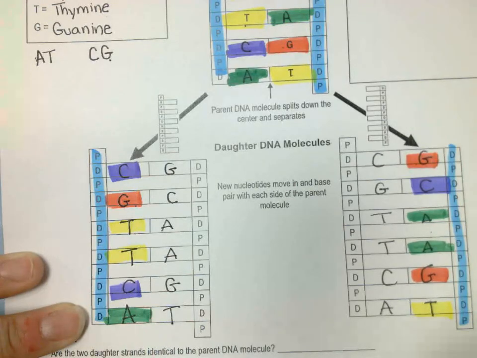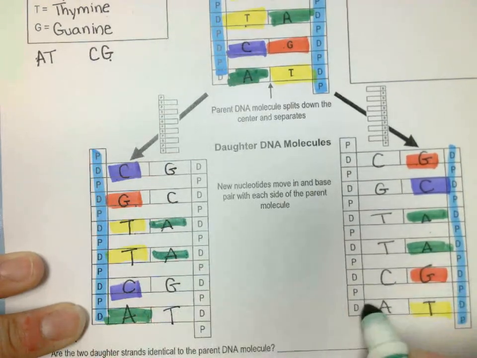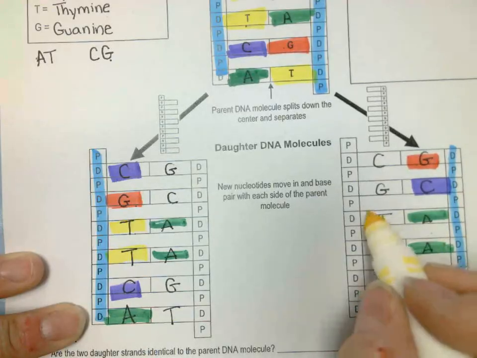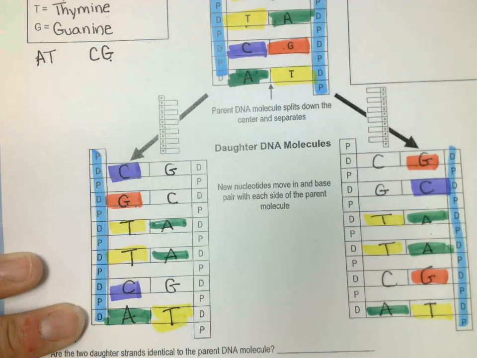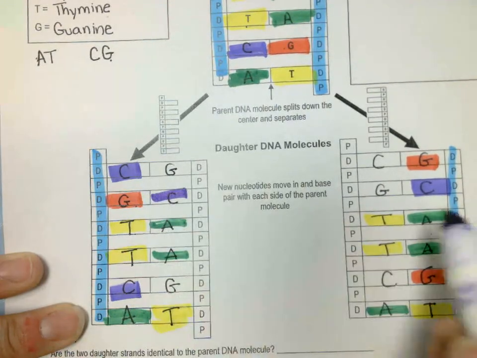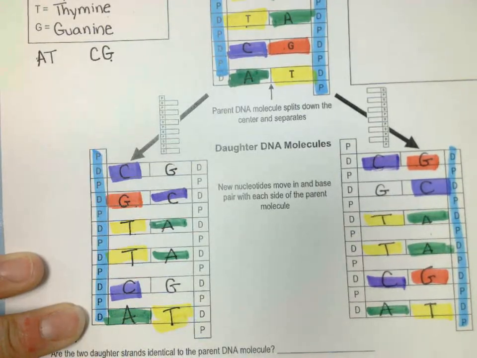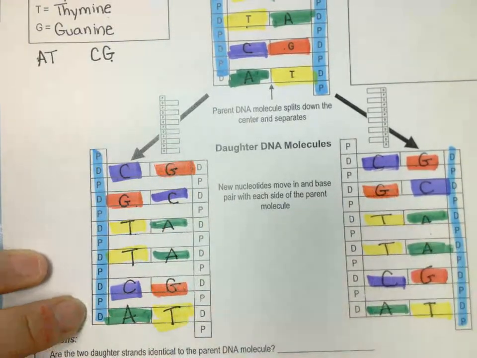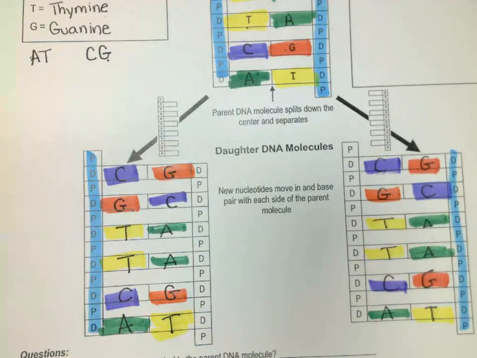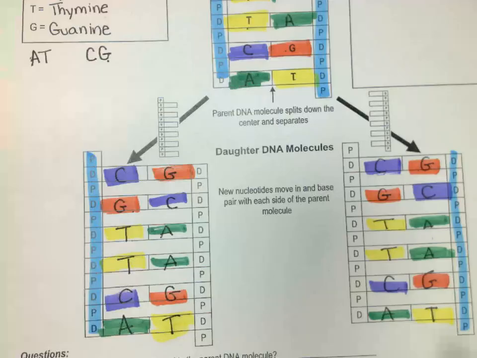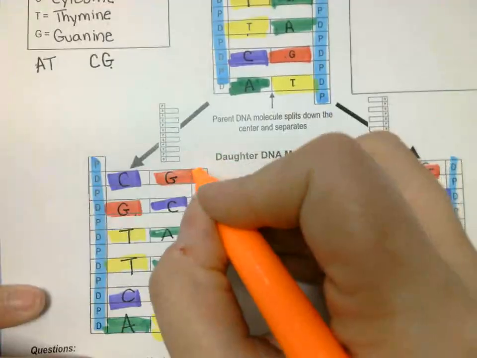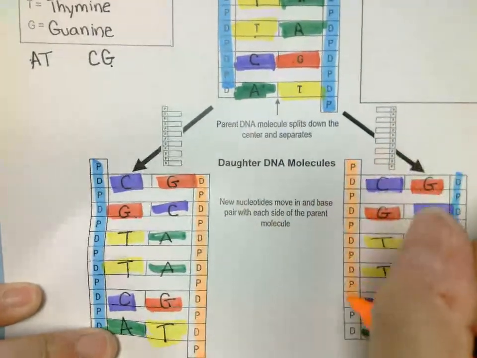So we're going to color every adenine green, every thymine yellow. And if you did it right, green and yellow will be together. We're going to color every cytosine purple and every guanine red. Now, these are new strands of DNA. It's semi-conservative. It has one strand of old DNA and one strand of new DNA. So on our new DNA, we're going to color those backbones orange.